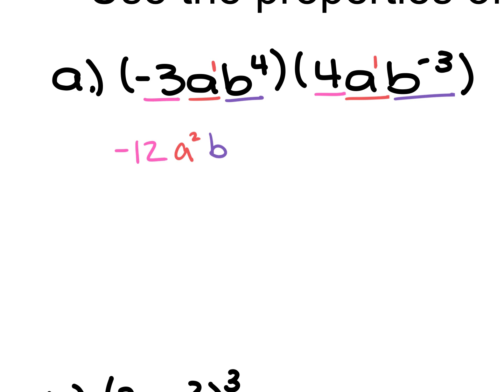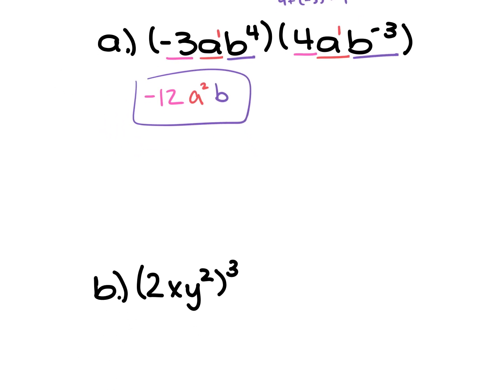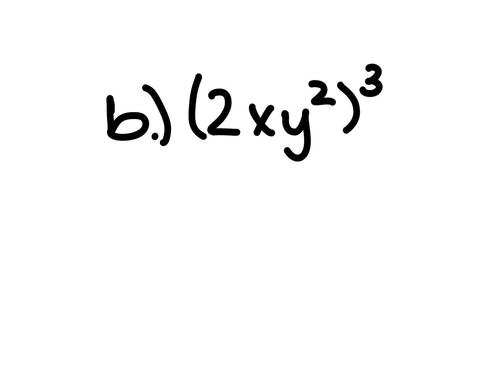Now do I write b to the first power? No, so it would just be b. So this would be our answer. So just take the like terms one at a time and multiply them together. Since we are multiplying, we add the exponents. 4 plus negative 3 is what gave us 1. Any questions here? All right, let's go below to b.